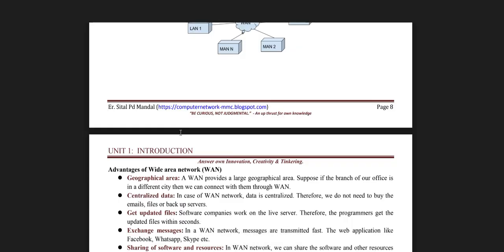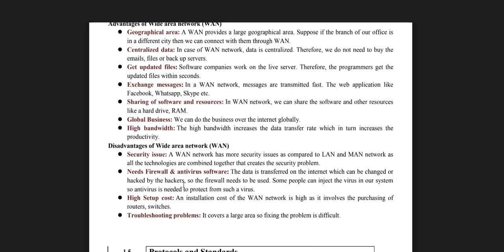A WAN provides a large geographical area. Suppose the branches of our office are in different cities, then we can connect them through one centralized data. In case of a WAN, data is centralized, therefore we do not need to buy an email or file backup server. Get updated files: software companies hook to the live server, therefore programmers get updated files within seconds. Exchange messages and share software resources. Global business: high bandwidth.